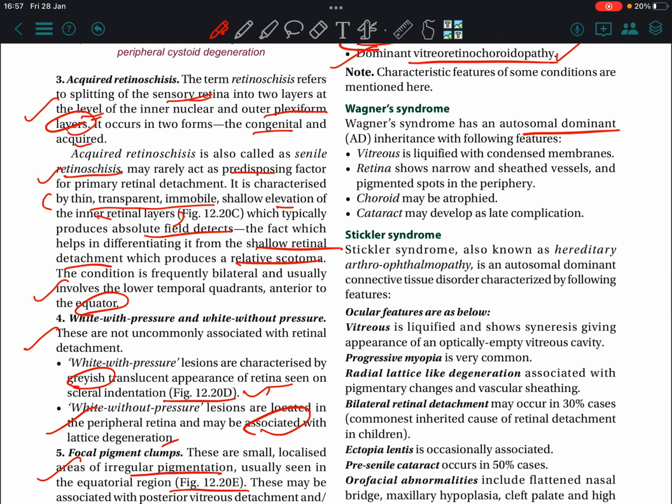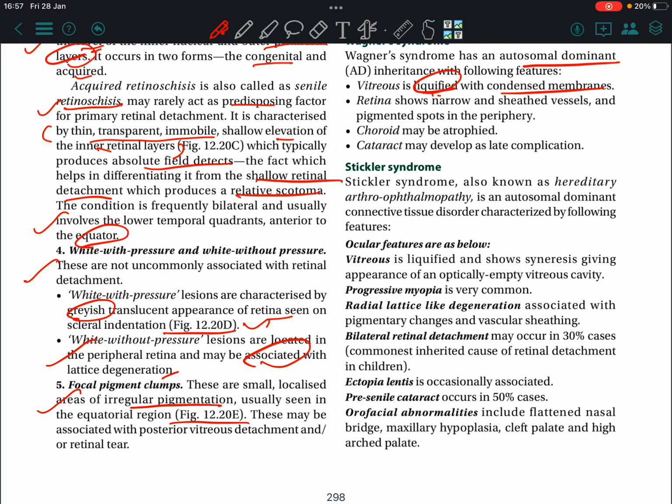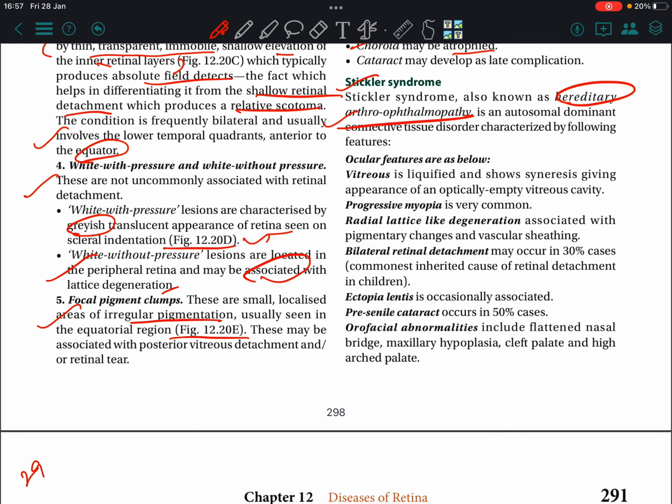Wagner's is autosomal dominant. The vitreous is liquefied with condensed membranes. The retina shows narrow, sheathed vessels. The choroid may be atrophic. Cataract may develop as a late complication. Stickler syndrome, also known as hereditary arthro-ophthalmopathy, is an autosomal dominant connective tissue disorder characterized by the following features. Ocular features: the vitreous is liquefied and shows syneresis, giving the appearance of an optically empty vitreous cavity.